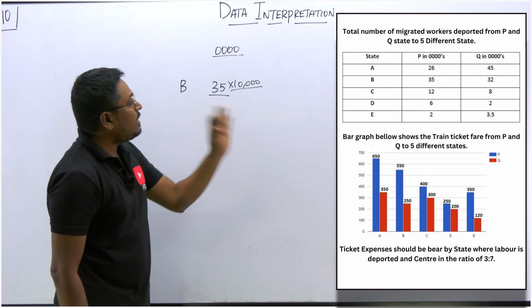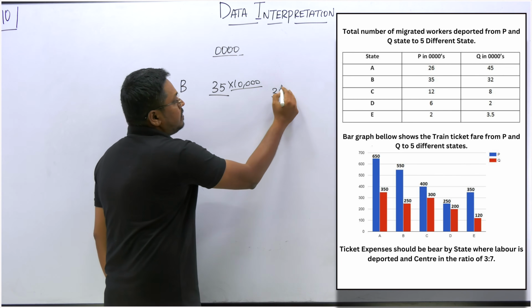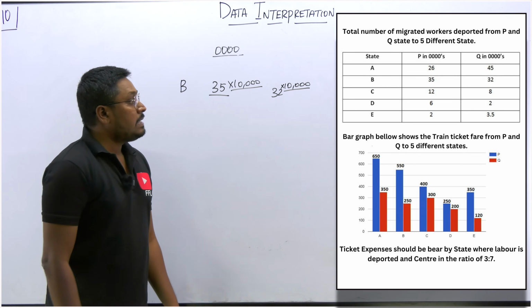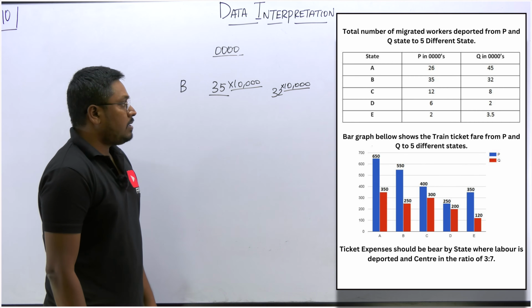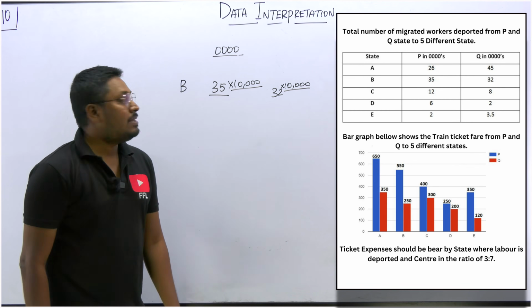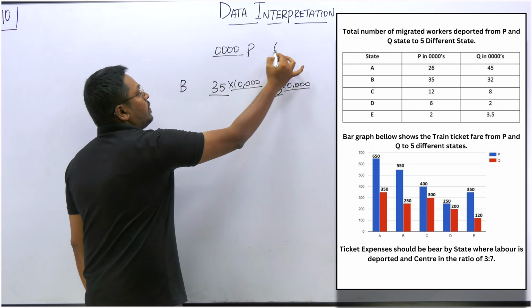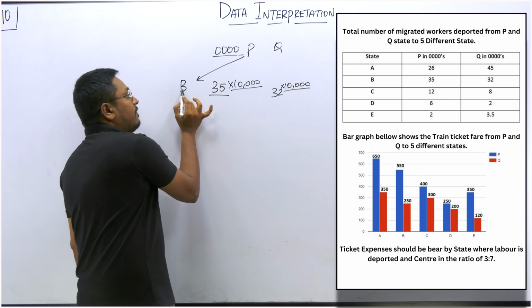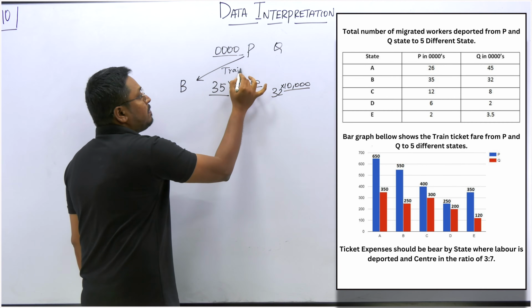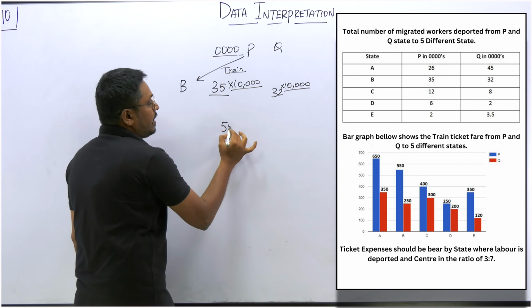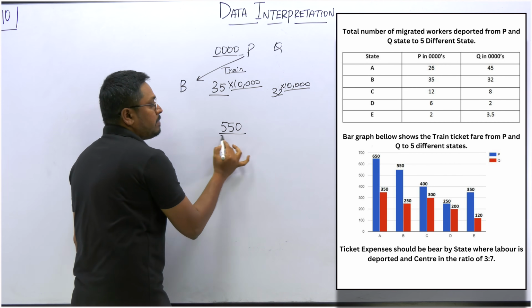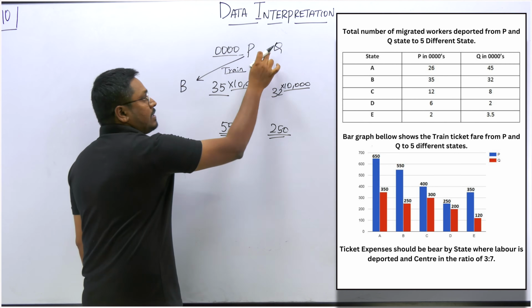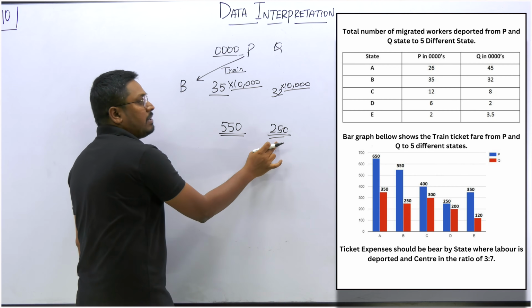Similarly, state Q to state B will be how much? 32. Similarly, this has also been given in thousands. And then what about the bar chart? Total train expense, just see here, from state P and state Q. To migrate the employees from state P to state B, the train charges, the train expense, have also been given. In the bar chart you can see the train expense for one laborer is 550, and 250 from state Q to state B. So 250 will be the charges.